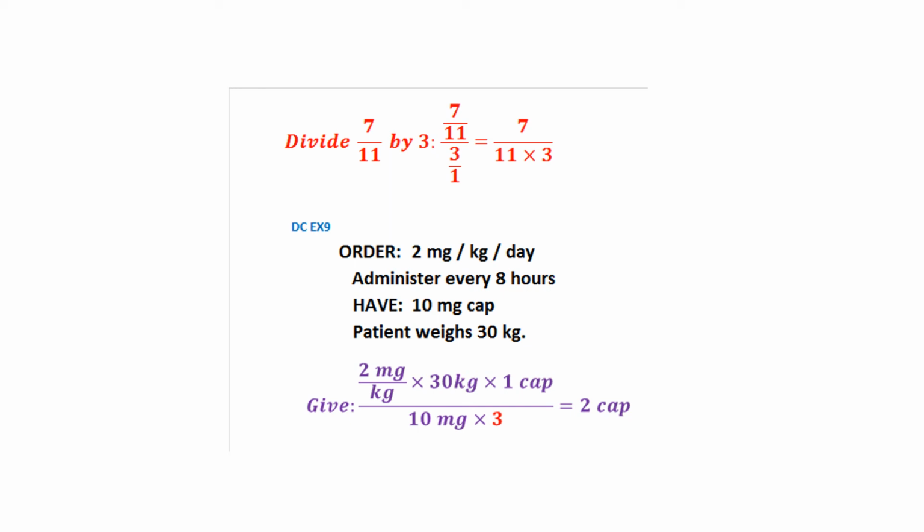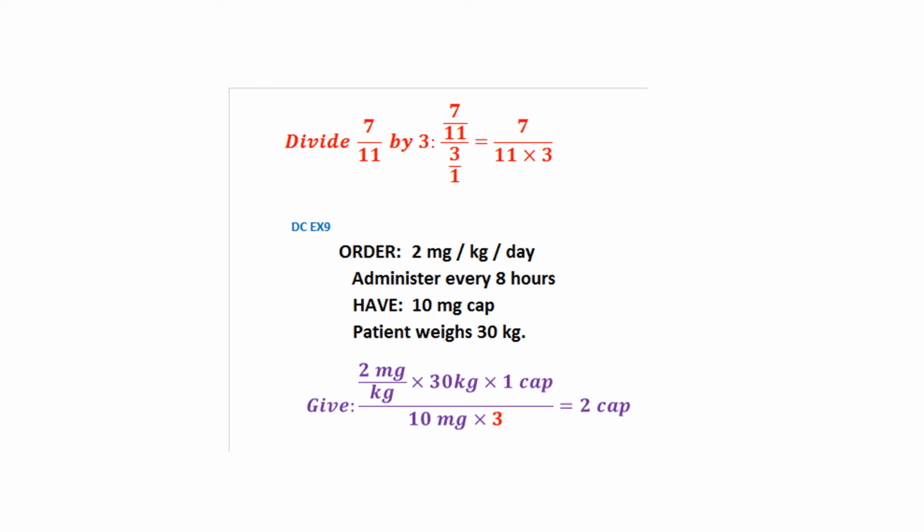So now if we do our dosage problem, we have an order of 2 milligrams per kilogram per day. We're going to administer this drug every 8 hours, and we have 10 milligram capsules. So the patient weighs 30 kilograms. How many capsules do we give the patient each time? So we put the order in, that's 2 milligrams over kg times the 30 kg, so the kgs cancel, times 1 capsule, and it's 10 milligrams per capsule, that's in the denominator, and then we're going to divide it by 3, so the 3 is in the denominator.